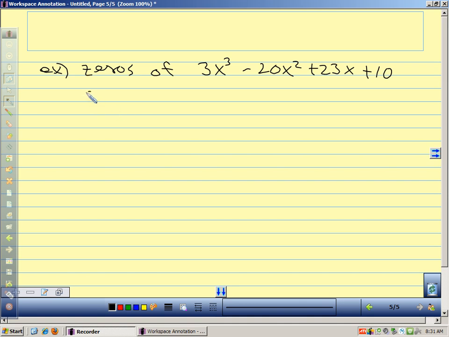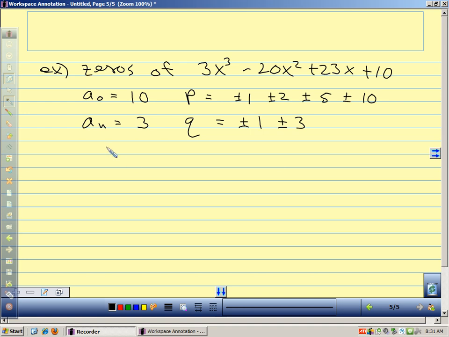So a sub 0 is 10. So p, the numerator of our possible rational zeros, are plus or minus 1, plus or minus 2, plus or minus 5, and plus or minus 10. A sub n equals 3. So q, the denominator, can be plus or minus 1 or plus or minus 3. Those are the only possibilities.